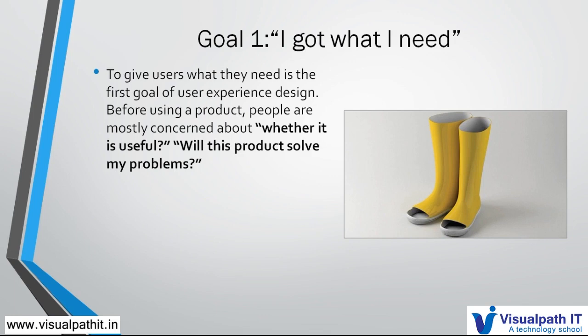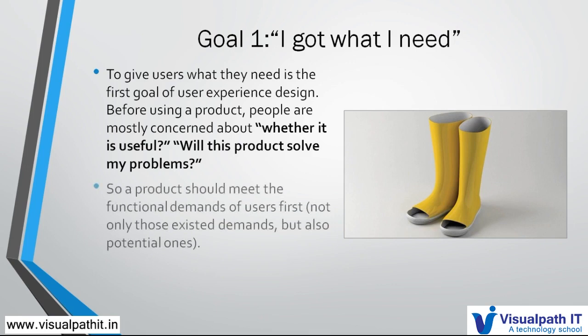Doing user research is a good way to find out users' demands, but objectively it's hard to measure users' needs precisely, even if it is a huge company with advanced user survey technology. So a product should meet the functional demand of users first, not only those exciting demands, but also potential ones.